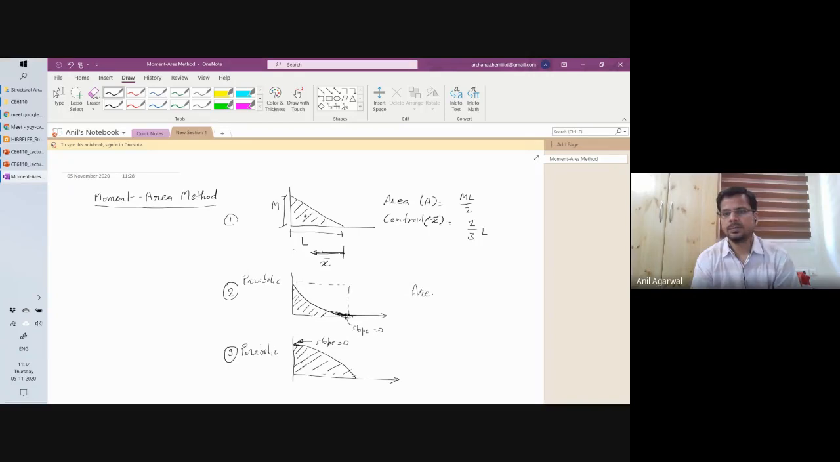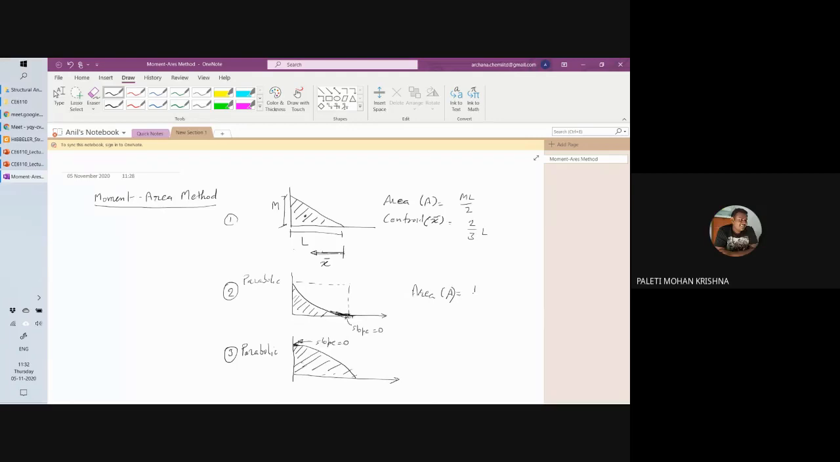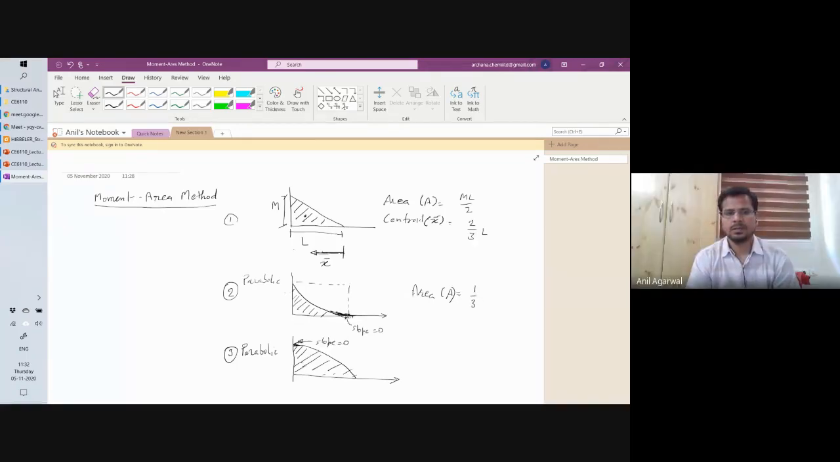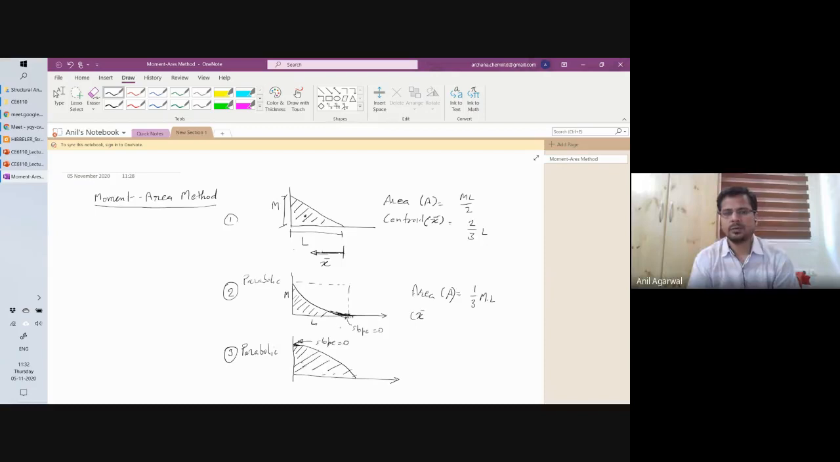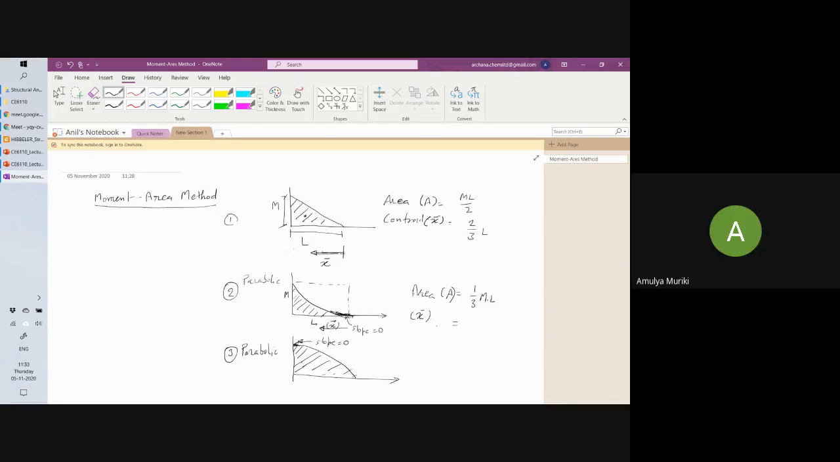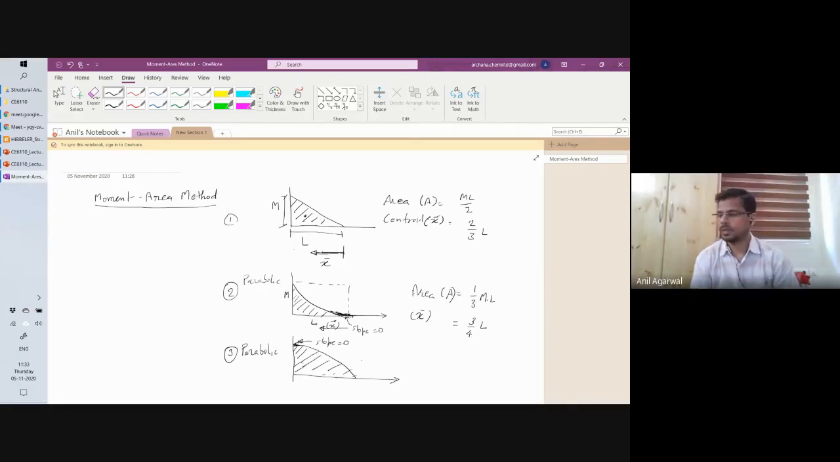So for such a case, the area under this diagram will be equal to, anybody? 1/3 ML. Let's say this is M and this is L. And the centroid x bar from here is how far? 3L/4. Very good. 3 divided by 4.